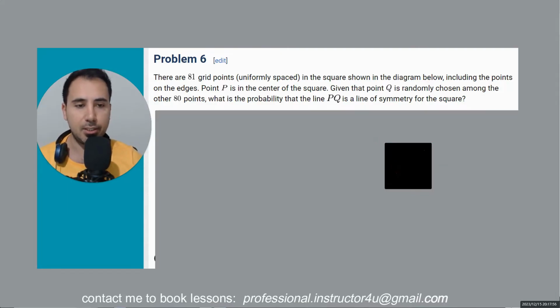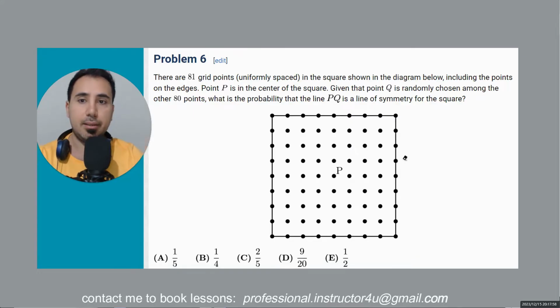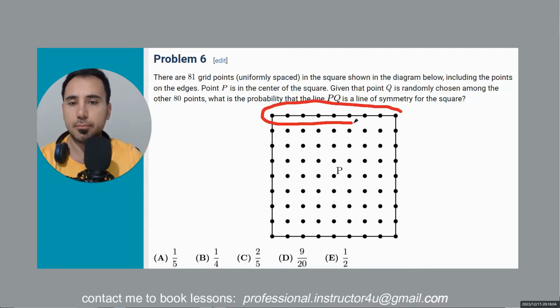Now, with this, let's go and actually do the question. There are 81 grid points. So you tell me how many points are here? It has to be 9 times 9, 81, right? In the square shown in the diagram below, including the points on the edges, point P is the center of the square, given that Q is randomly chosen among the other 80 points. Okay, so this is P.